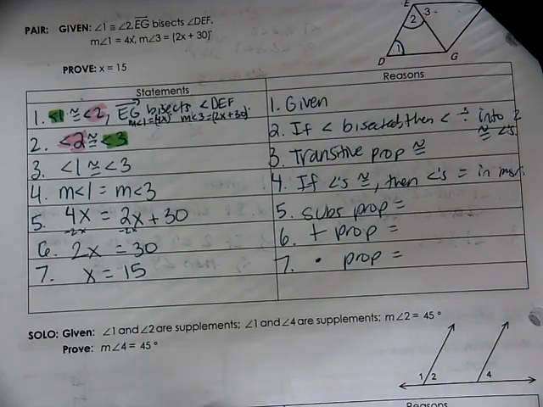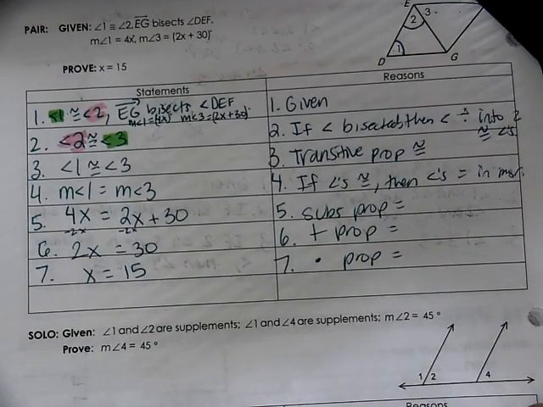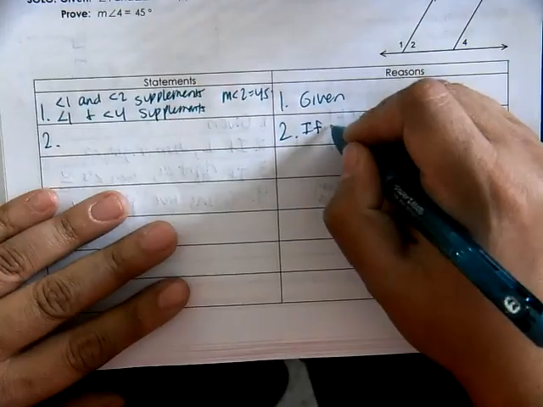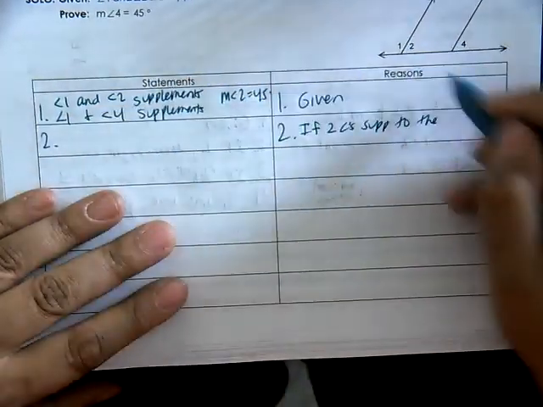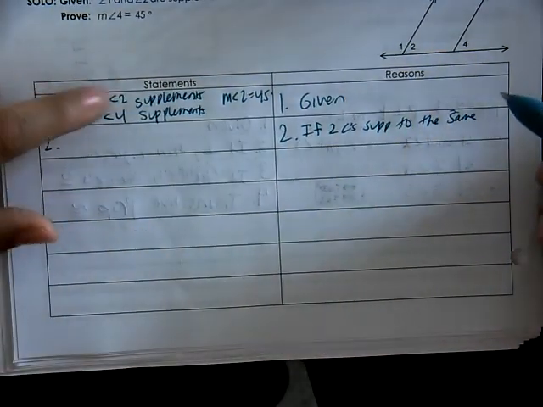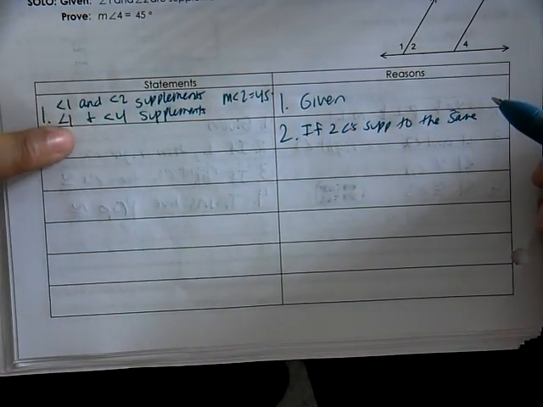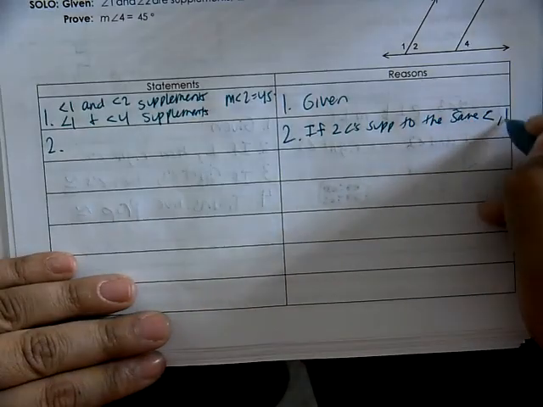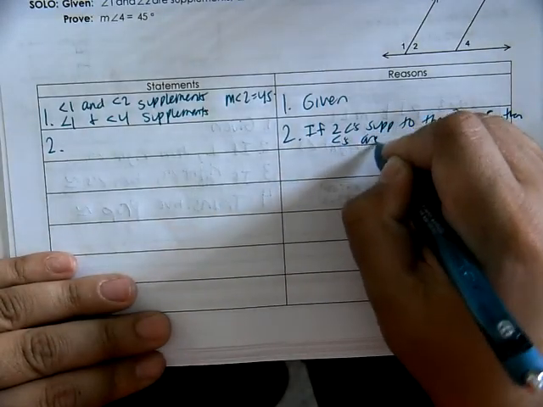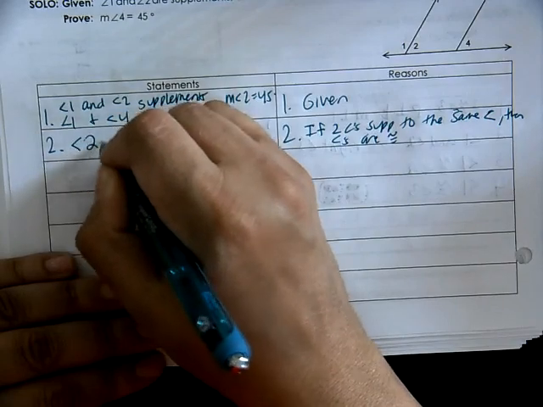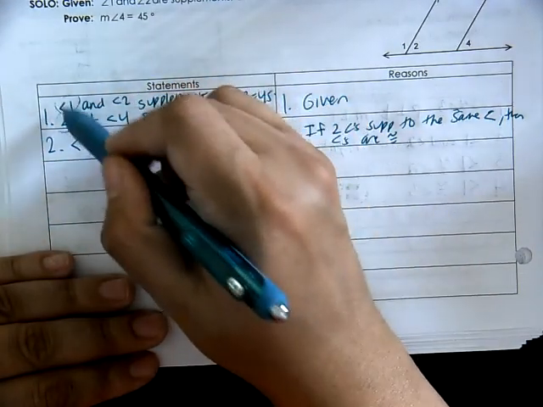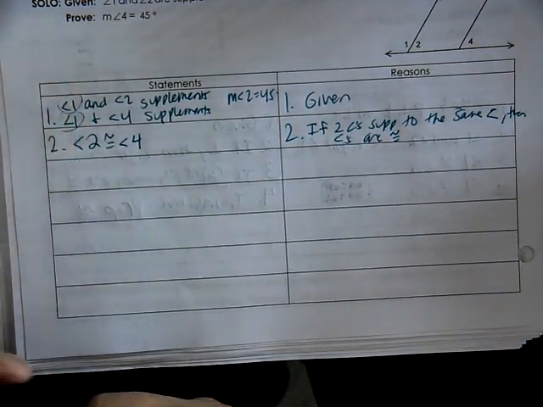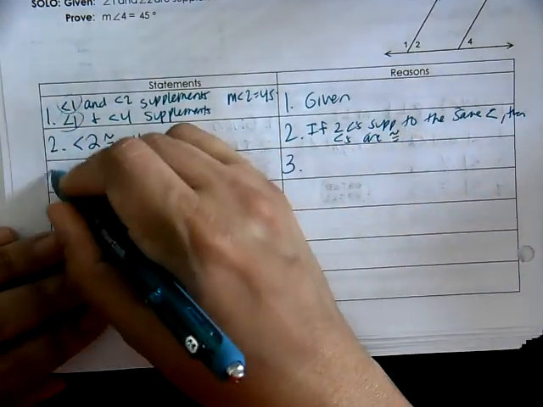Okay, so we're going to start off with this new theorem that we just learned on Friday. Where we say if 2 angles are supplementary to the same angle, then they are congruent. So 2 and 4 are both supplementary to 1. That's the same angle. Then the angles are congruent. So we can say angle 2 is congruent to angle 4 because they were both supplementary to the same exact angle, angle 1. And then we would keep going.